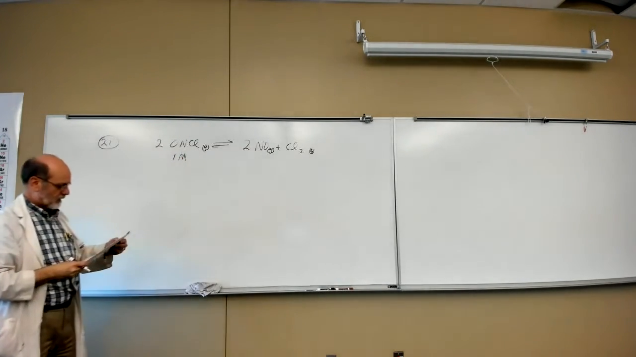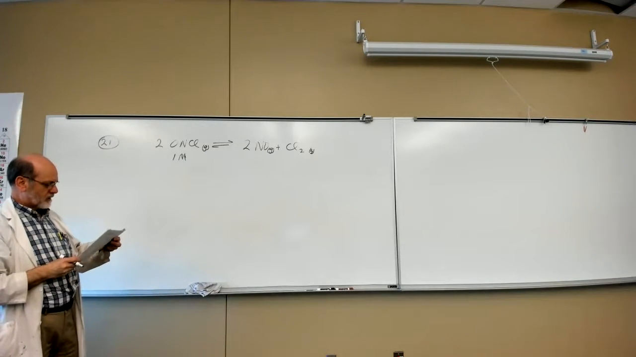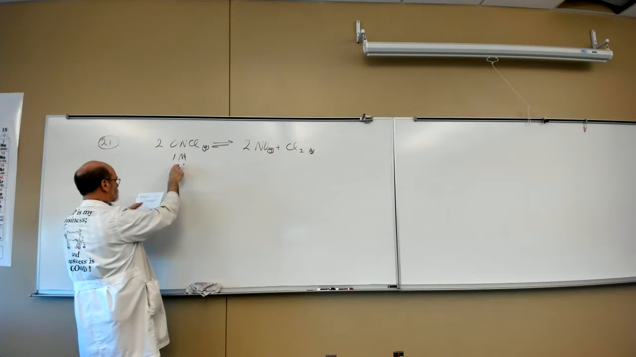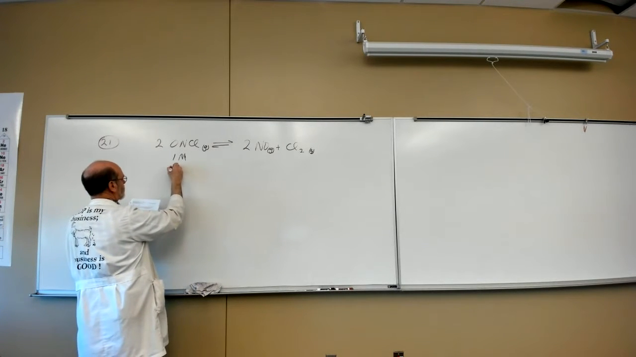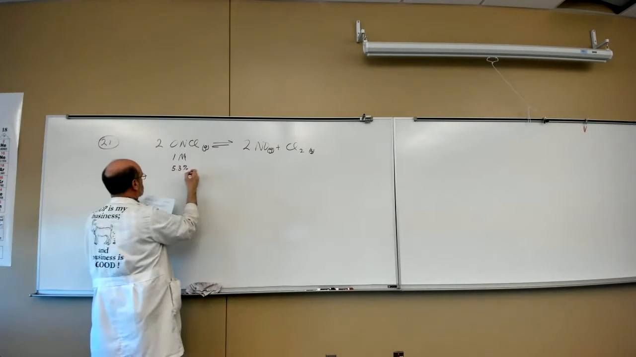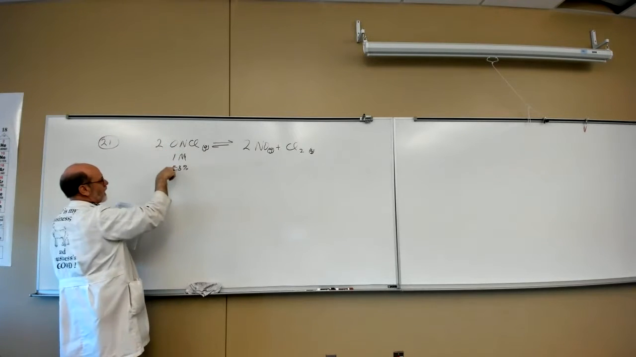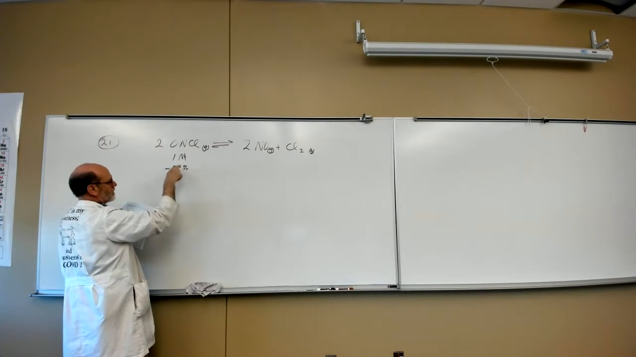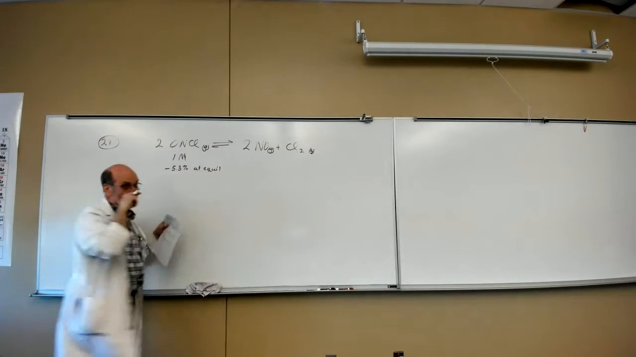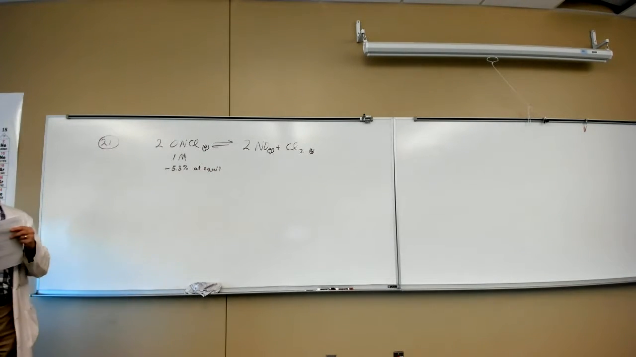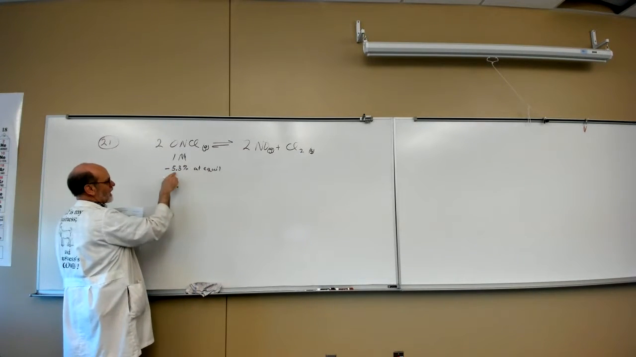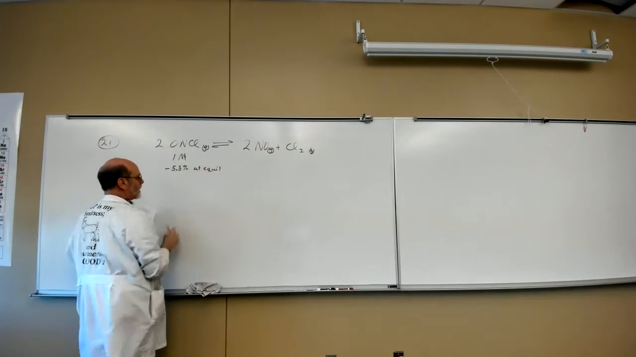Okay. At equilibrium, this is 5.3% dissociated. We're actually losing 5.3% of this at equilibrium. Okay, that's what that means. If it's 5.3% dissociated, that's how much of this is converted to that.